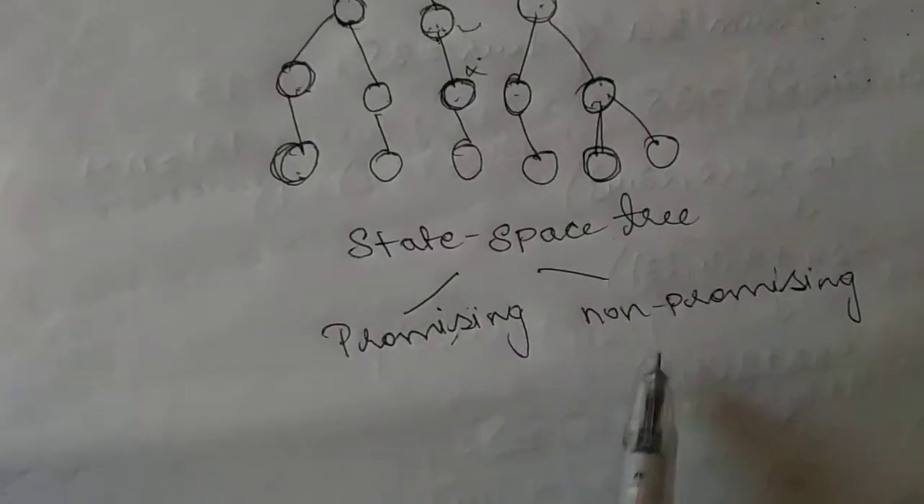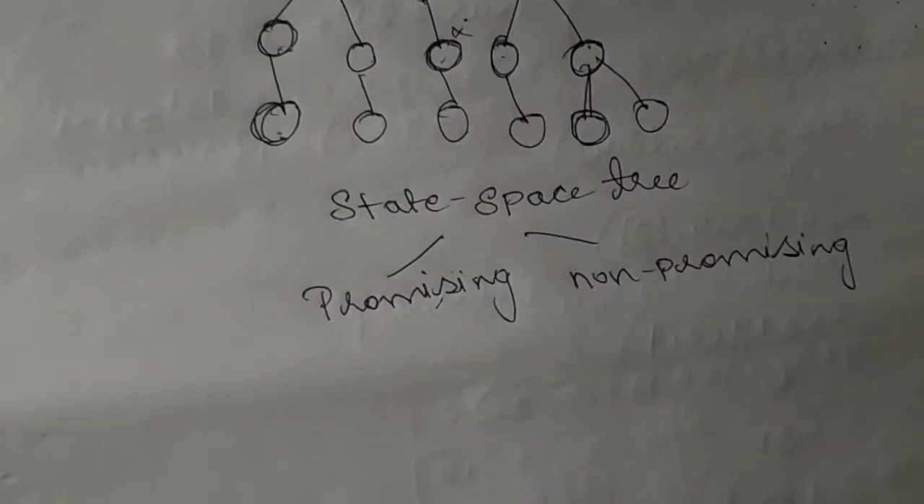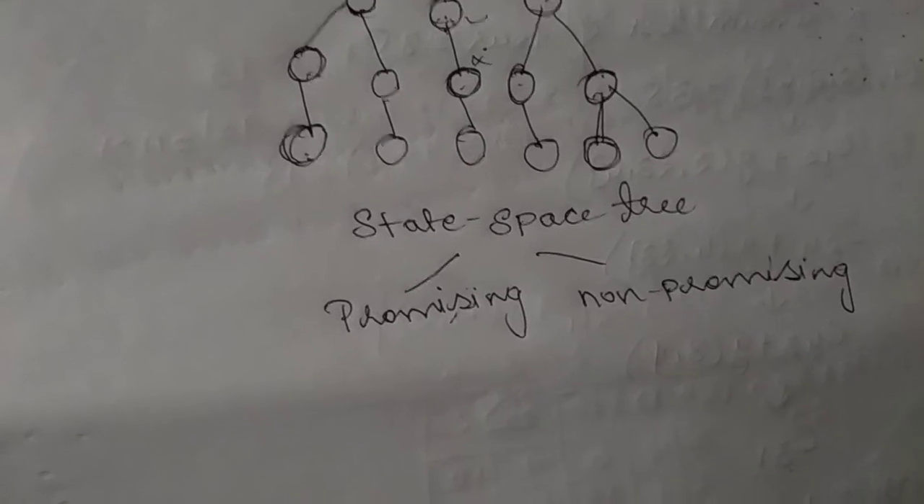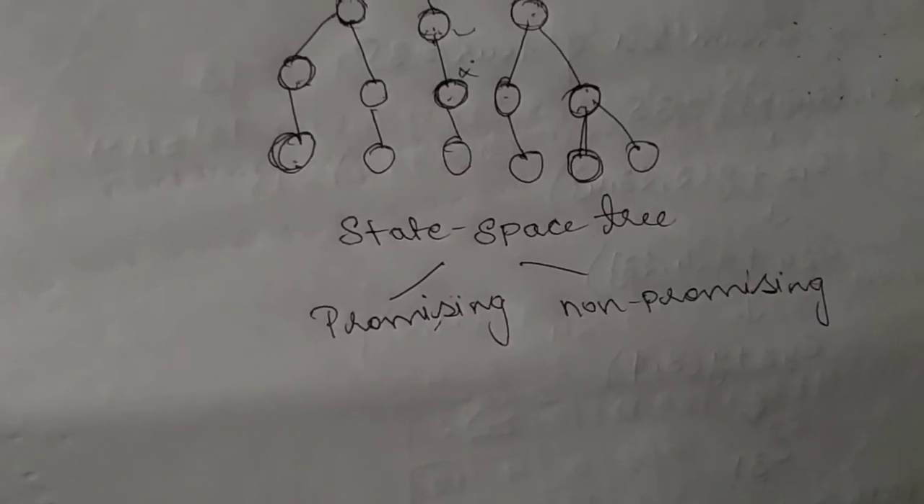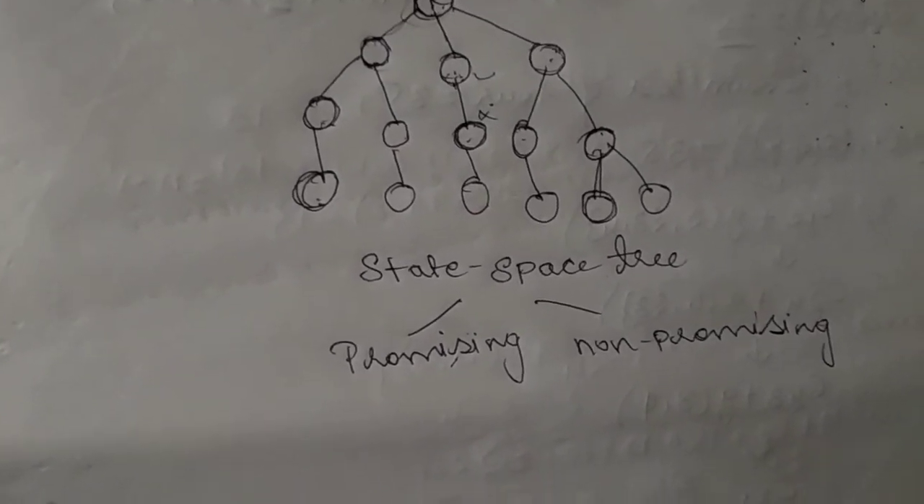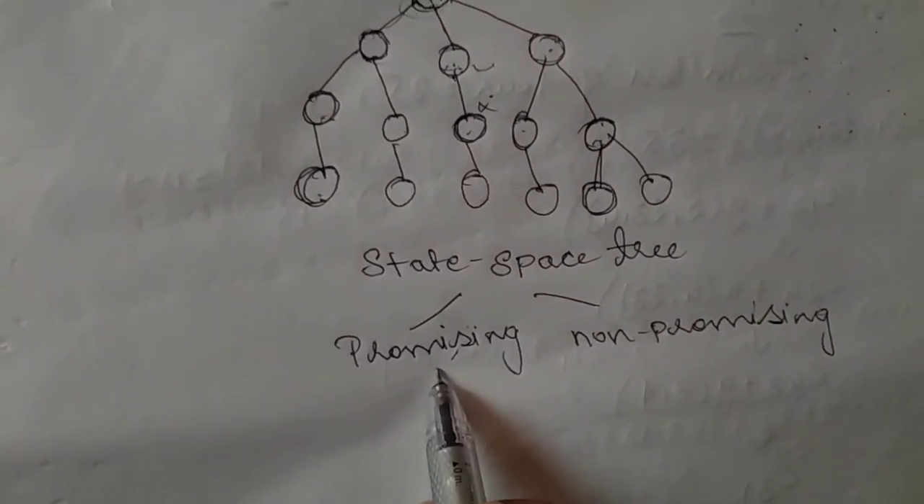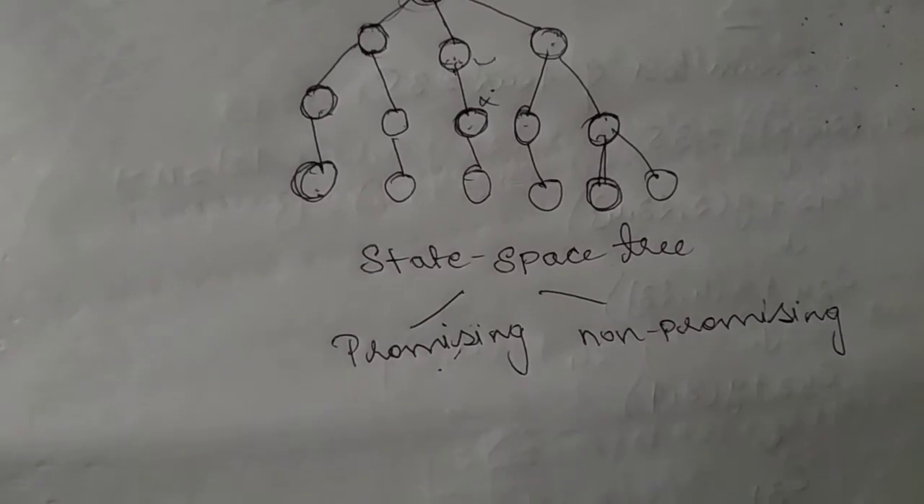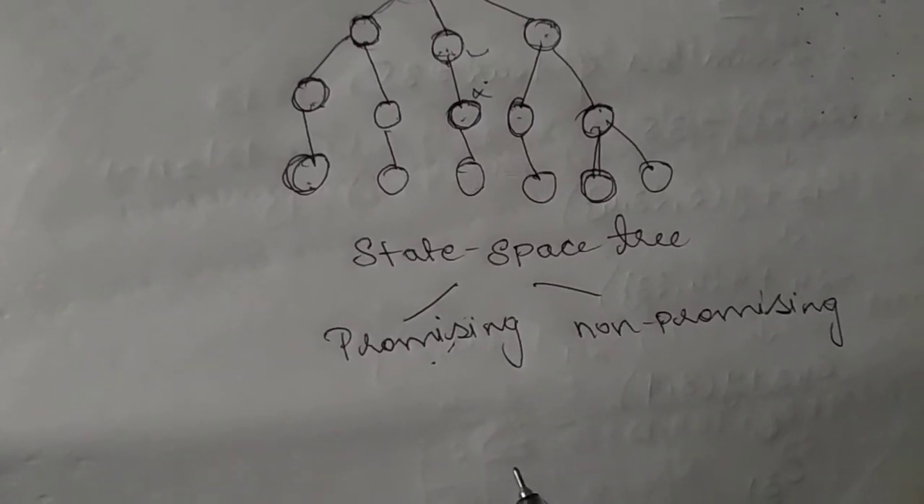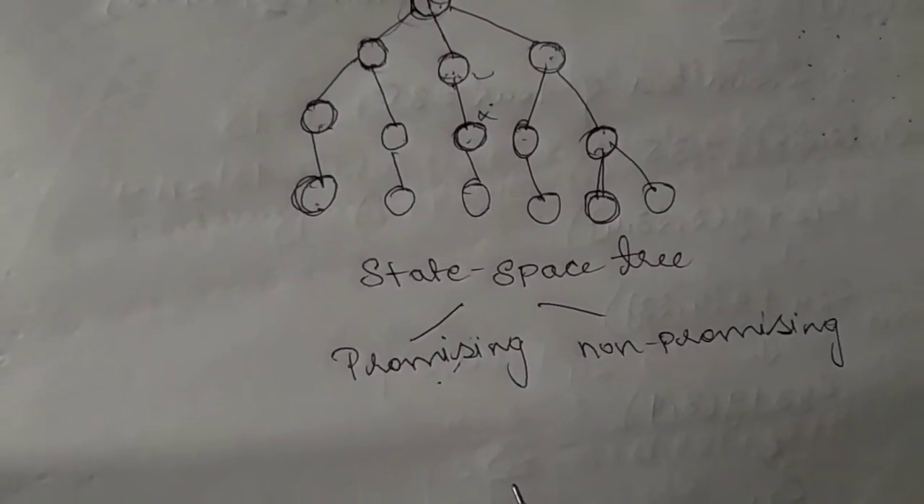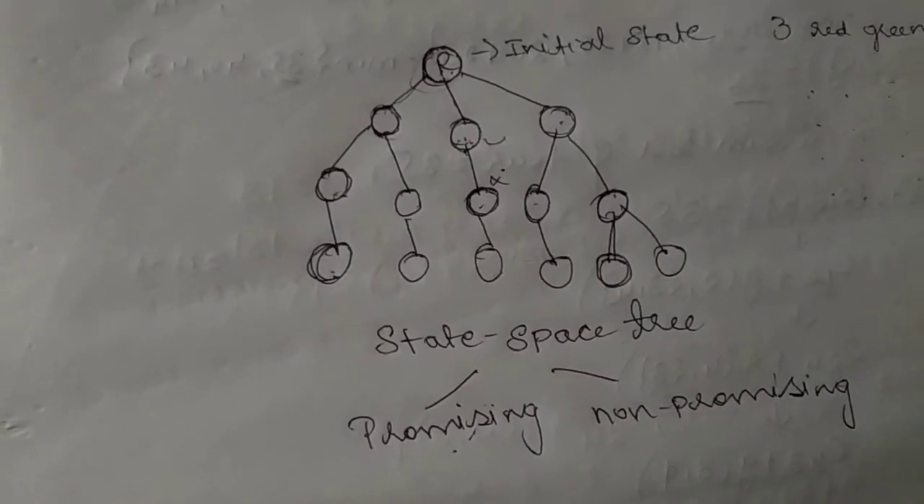Promising state space tree and non-promising state space tree. What do you mean by this promising state space tree and non-promising state space tree? A state space tree is said to be promising if it corresponds to a partially constructed solution that may still lead to a complete solution.